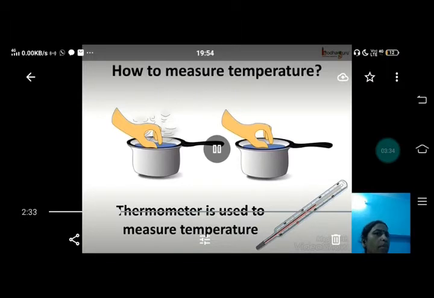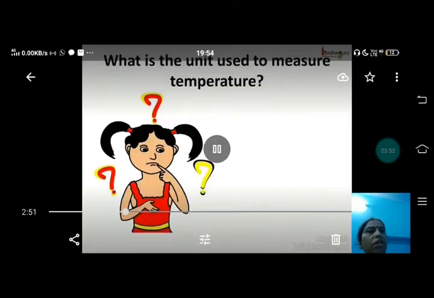If we are touching boiling water, then what will happen? It is possible that our hand can get burnt. Or if we want to touch fire, can we tell the temperature by touching? For that we will use a thermometer. Now, what is the unit used to measure temperature? How can we measure the temperature?